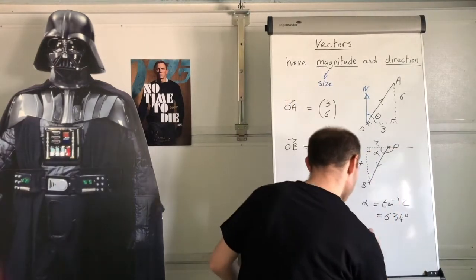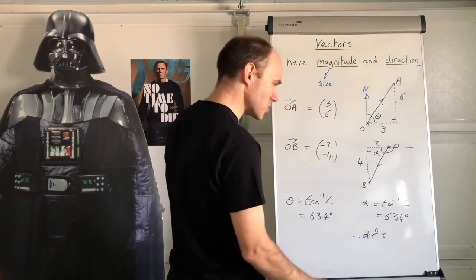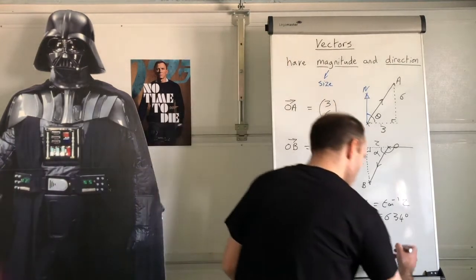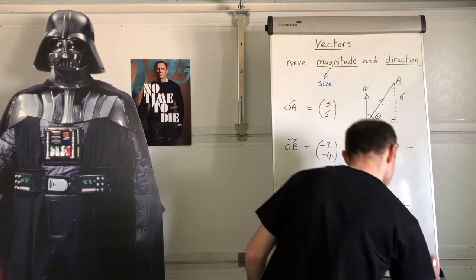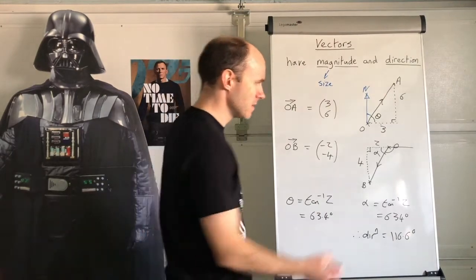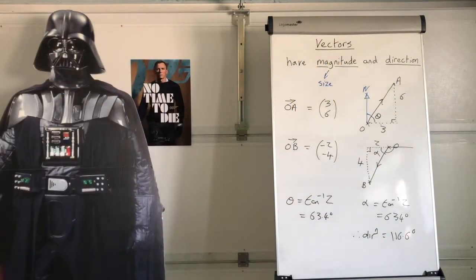So therefore, the direction, okay, like that is going to be equal to what, 180 subtract 63.4 degrees. Okay, so that's going to be 116.6 degrees. Yeah, yeah. Okay, from the positive x-axis. Okay, does that all make sense so far?